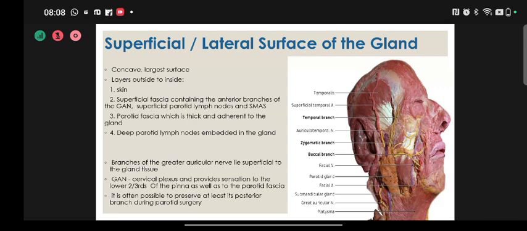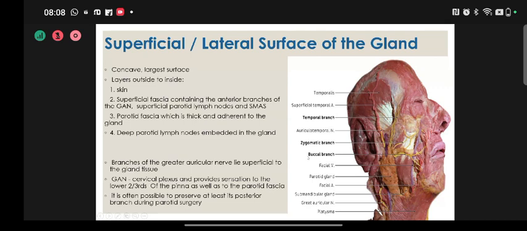It is the largest surface, and the layers from outside to inside are the skin, the superficial fascia, which contains the anterior branches of the greater auricular nerve, the superficial parotid lymph nodes, and SMAS. I'll be describing SMAS in detail in my upcoming slides. Then third is the parotid fascia, which is thick and adherent to the gland. And finally, fourth, the parenchyma of the gland and the deep parotid lymph nodes, which are embedded in the gland.